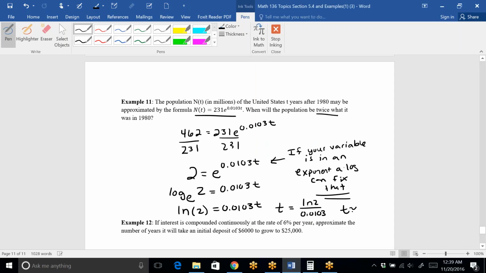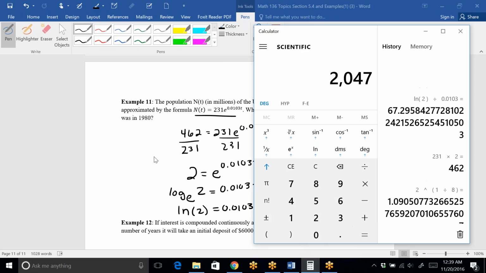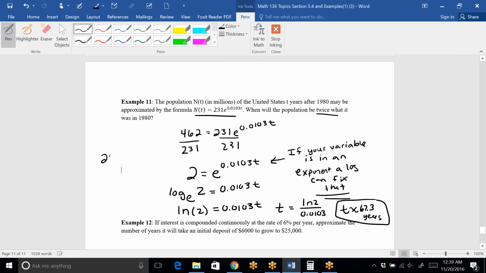So it'll be about 67.3 years for them to double their population. And if they want a specific answer for that, we could just say 67 years. So 1980 plus 67 is 2047. That will be when they double their population.